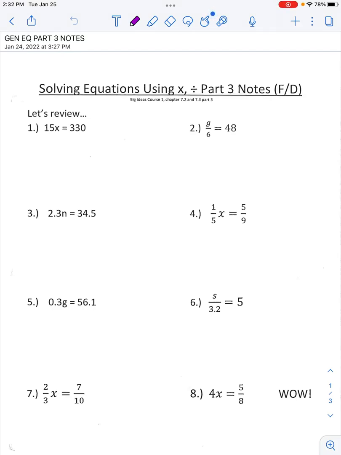Hello, today we're going to talk about part 3. We're going to be multiplying and dividing one-step equations using fractions and decimals. Number 1 and 2 would just be review.